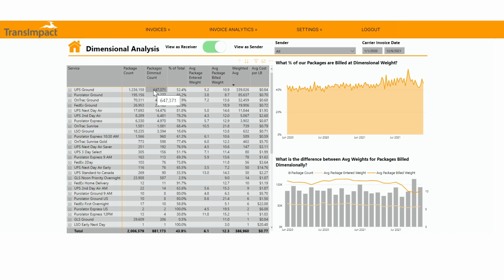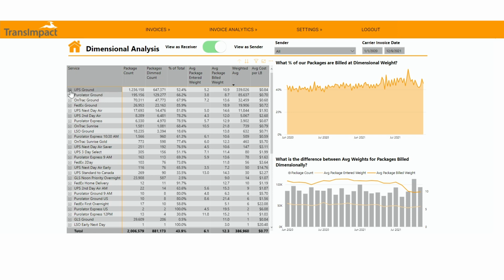So what that means is 64,000 packages out of 1.2 million are getting dimmed. That comes to 52%. So what that says is 52% of the time, the packages in UPS Ground have an entered weight of 5.2 pounds and are being adjusted up to 10 pounds. So that's a really big adjustment, especially if you're looking at weight breaks. Now we understand that this service is important to look at, really heavy volume.